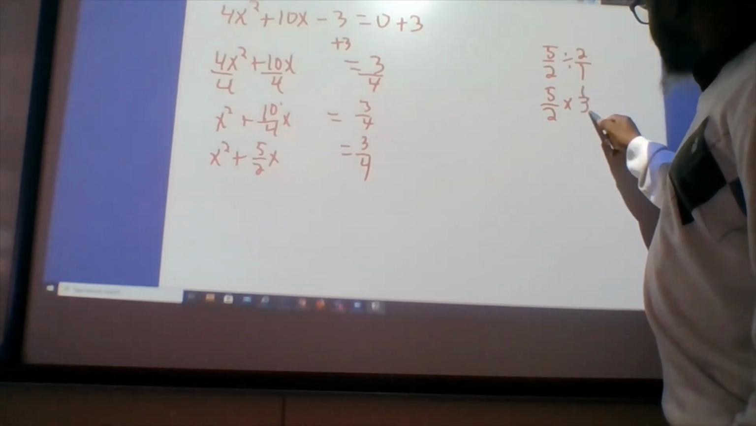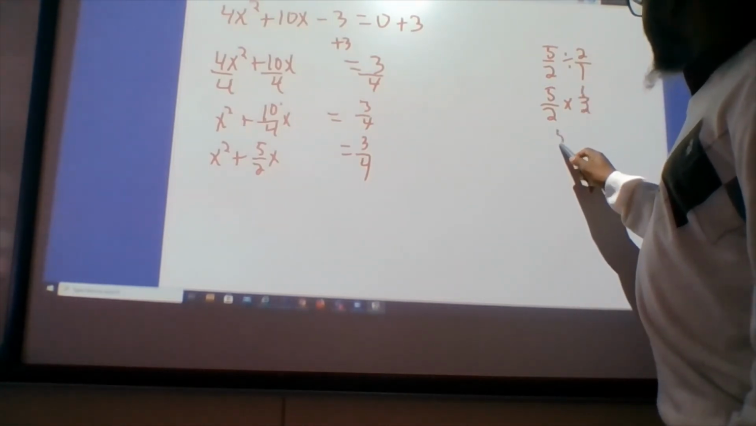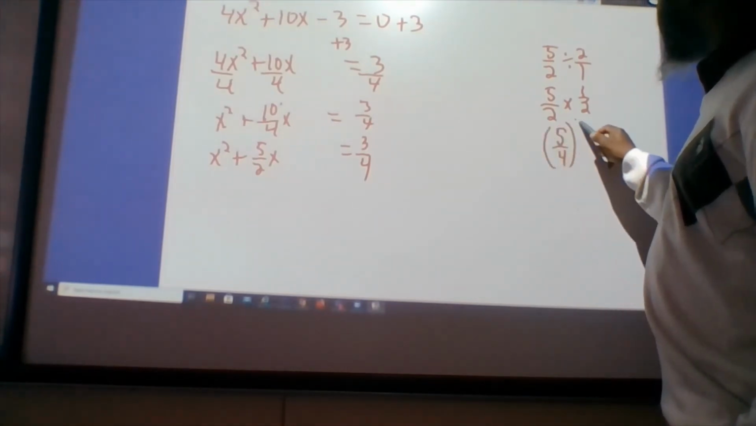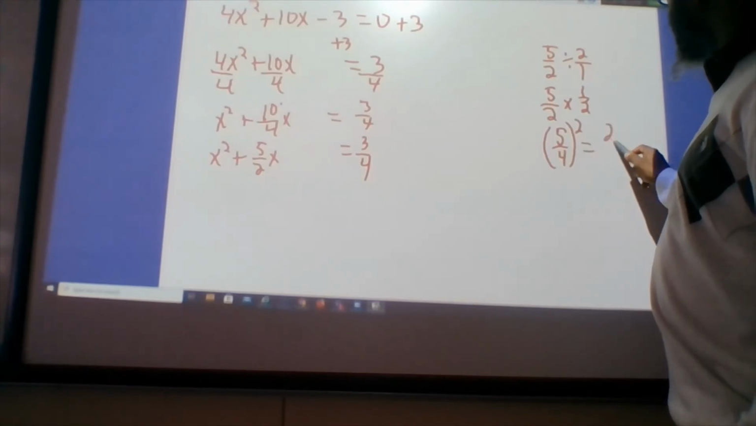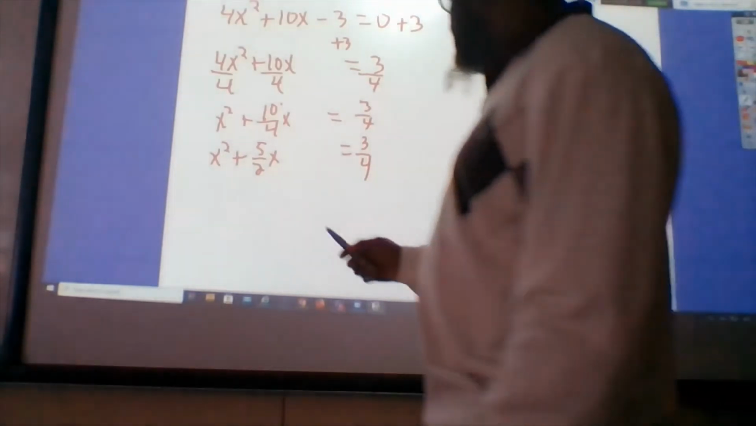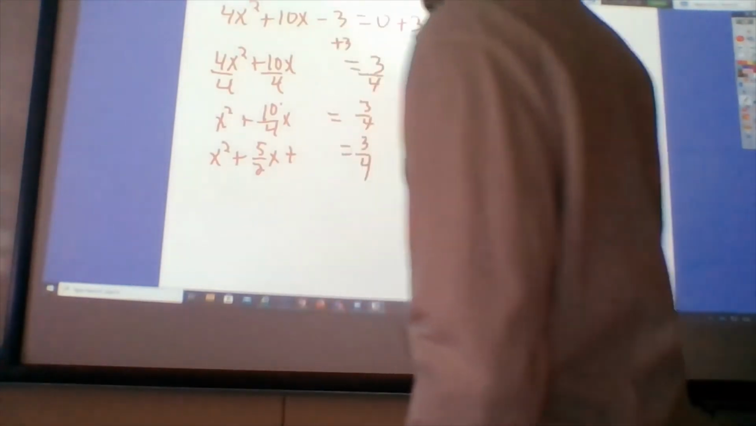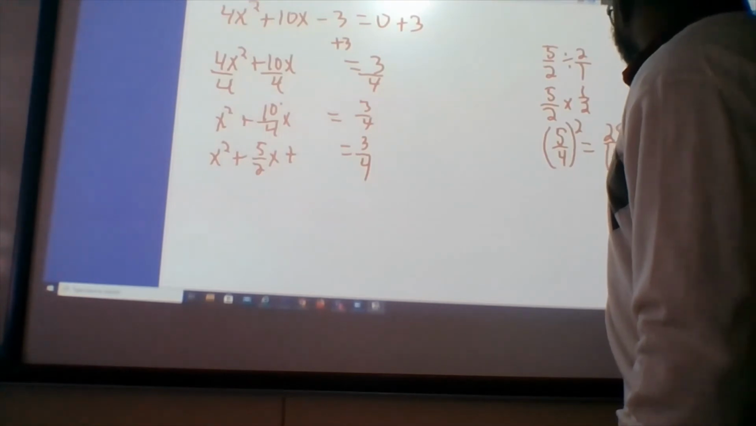This is going to add 25 over 16. My bad. You have to square both of them. This is 25 over 16. So remember, any simple mistake is going to change those things. Alright?